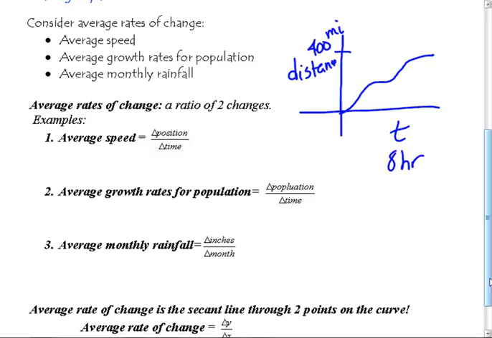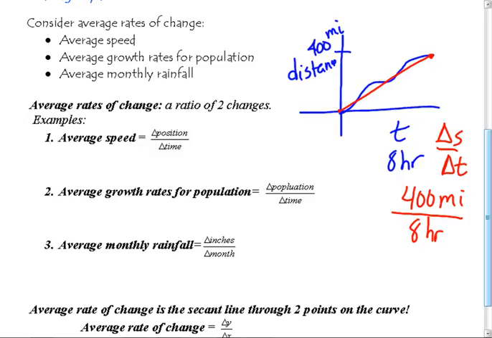This is your average rate of change, that secant line. All it is is the change in the distance divided by the change in the time. So what am I averaging for speed? I'm going to go 400 miles in 8 hours. What's my average speed? 50 miles per hour.